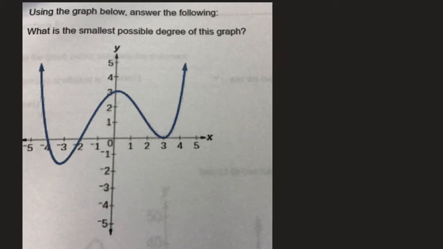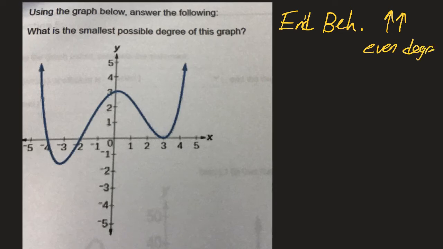All right, question 3 is asking us about this graph, and it's saying, what's the smallest possible degree we can have? And the easiest way to figure this out is let's count up our zeros and make sure that it matches up with the end behavior as well. Okay, so I know that my end behavior is both sides are going up, and this at least leads me to think that this is going to be an even degree. So overall, I know my degree needs to be even at the end.